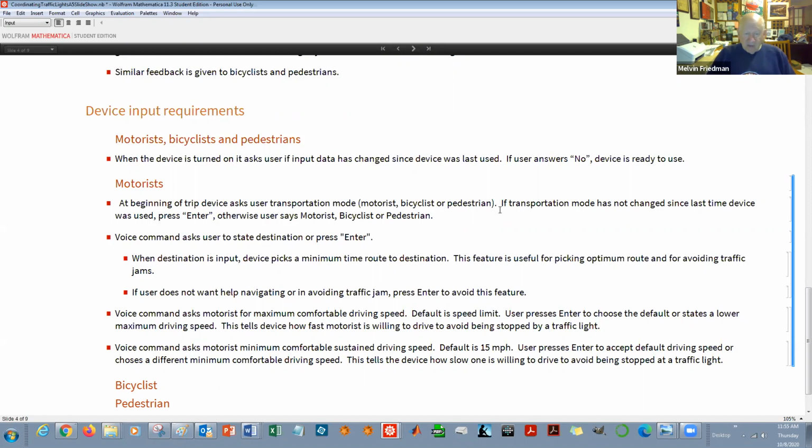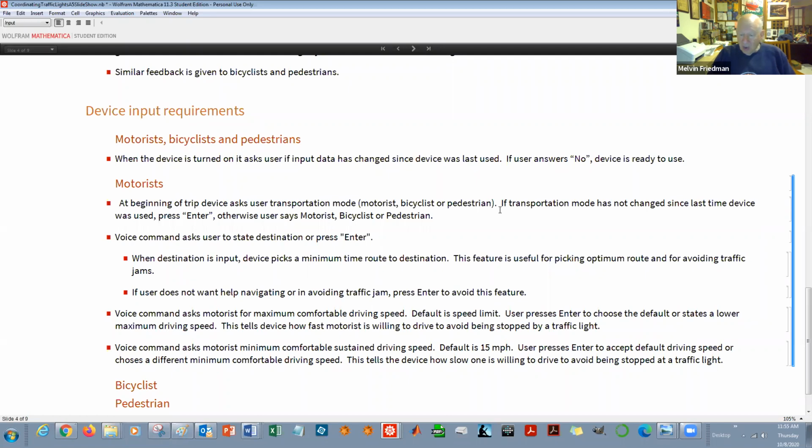The purpose in giving your destination is that if there's an accident or some traffic jam on the particular road you're on, then the device can alert you that you should switch roads and which road you should switch to avoid the traffic jam. It also asks you your maximum comfortable speed, the default being the speed limit, and you can press enter if you want to use the default.